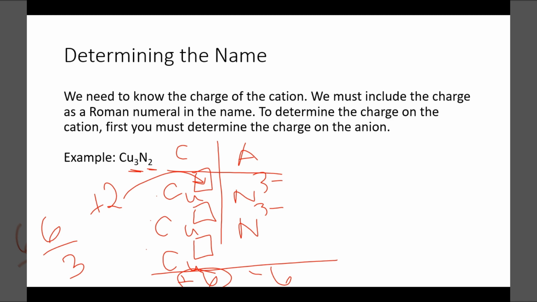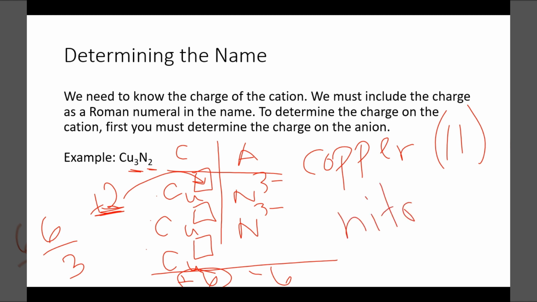Therefore, this name would be copper(II), because it's the +2. Whatever the charge is goes in the Roman numeral, and then nitride. Remember to change the ending to -ide. Okay, so there's another way to do this.